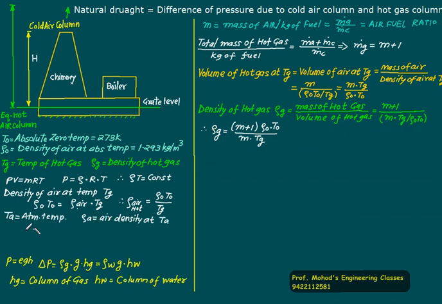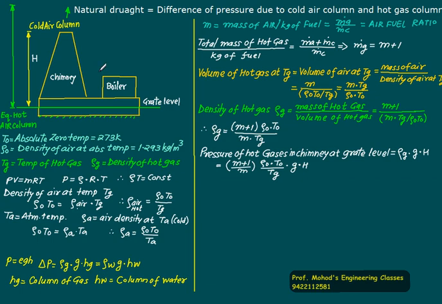Let Ta be the atmospheric temperature and rho A the air density at Ta. So rho 0 T0 will be equal to rho A multiplied by Ta, which is the cold temperature. So rho A will be equal to rho 0 T0 upon Ta.